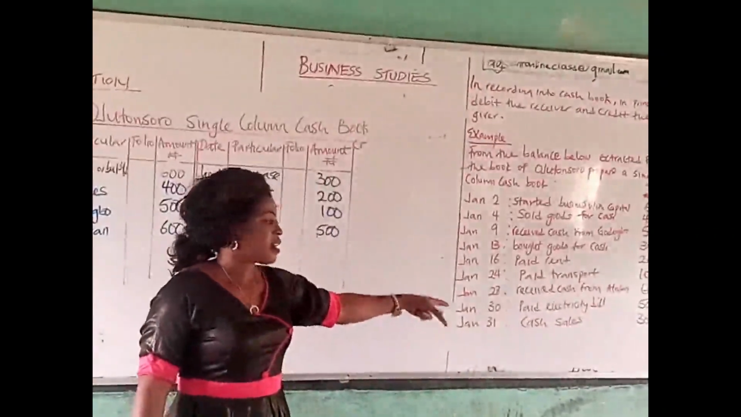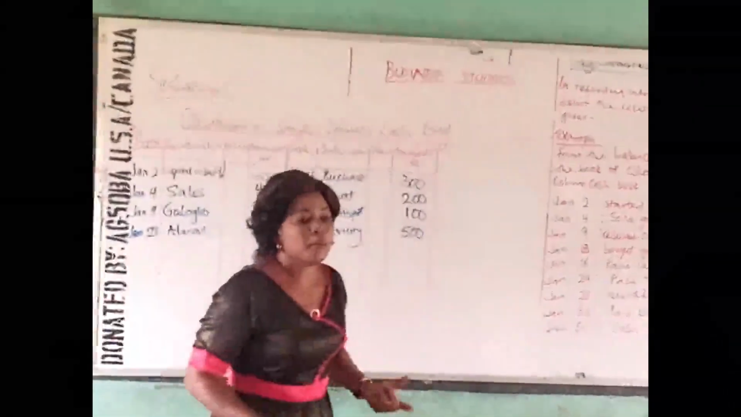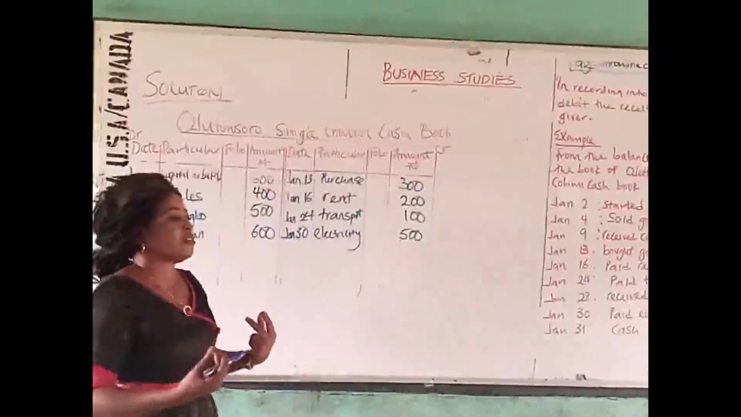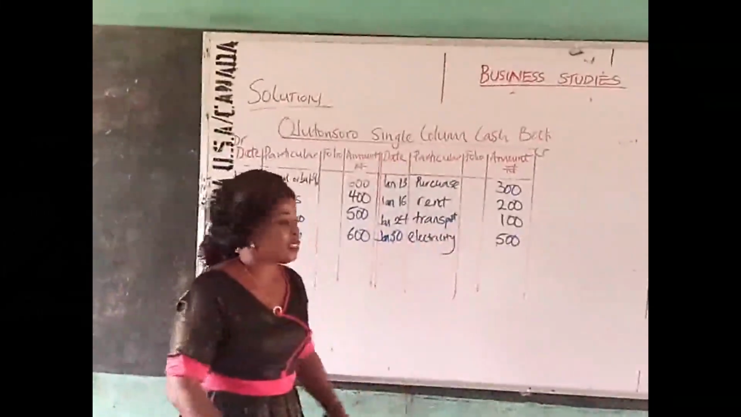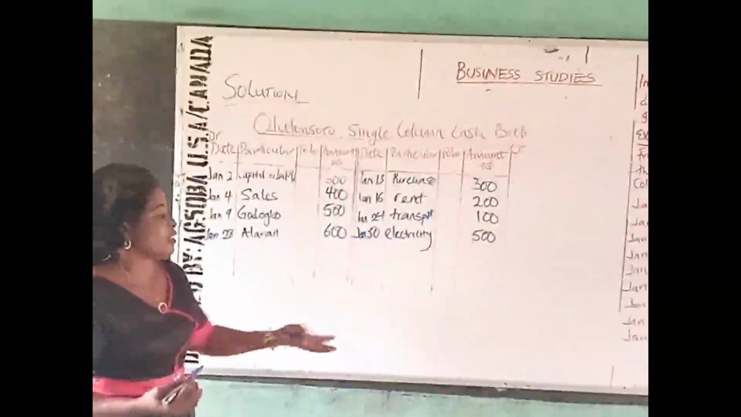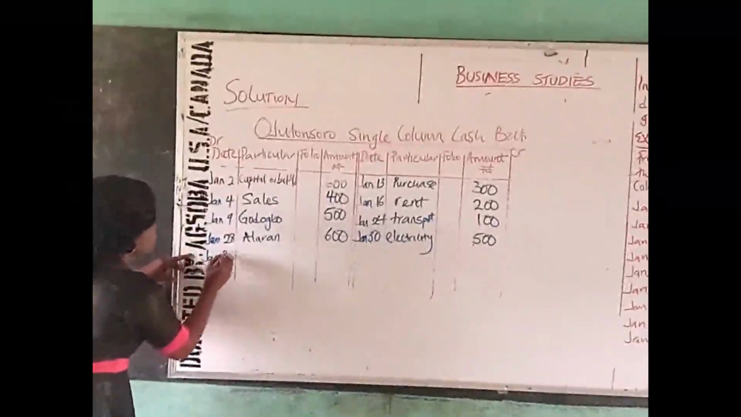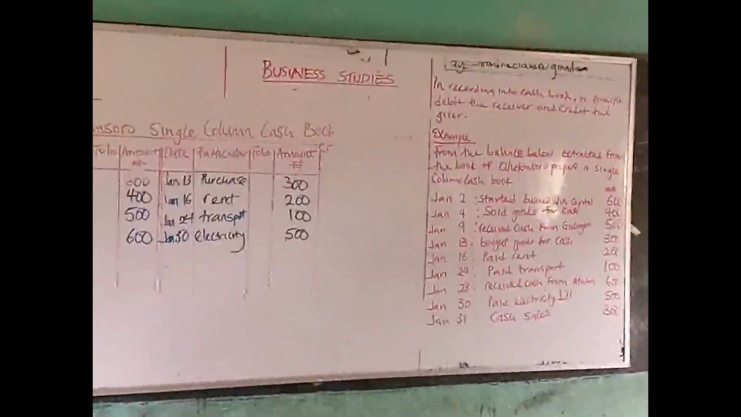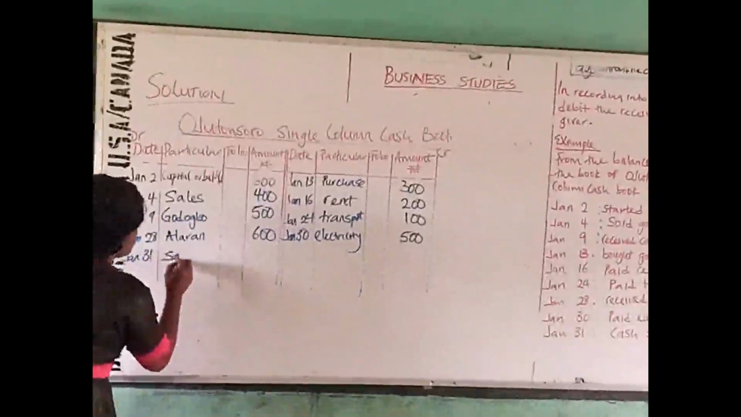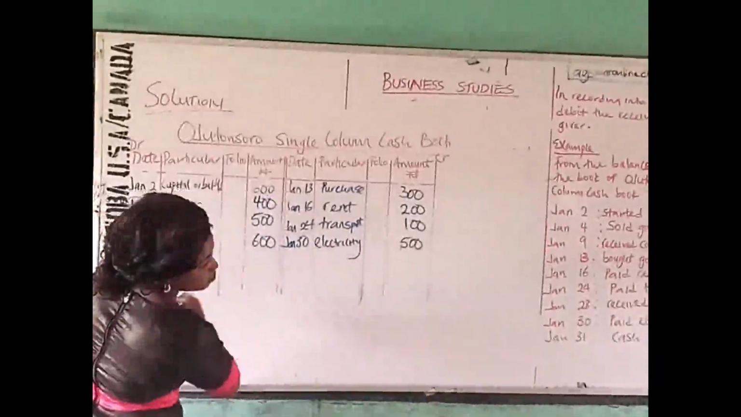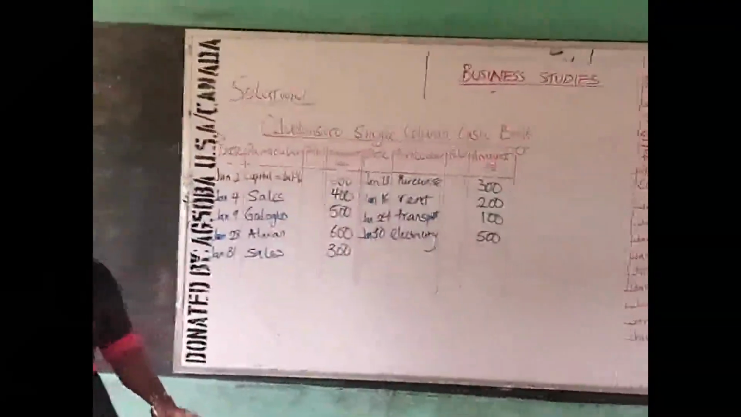January 31st. Cash sales. You sell a good and you collect the money immediately. Can you now tell me, did you receive that money or you give the money out? Yes, you received the money. Definitely, you are recording that in your debit side. January 31. As I said earlier on, you don't write cash, you write sales. ₦300. Now we have finished the posting.